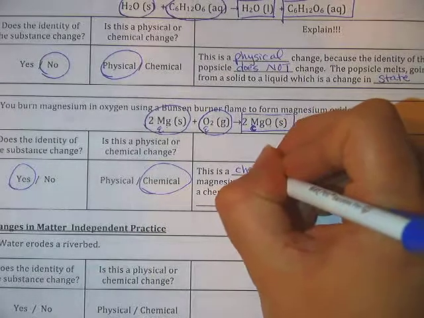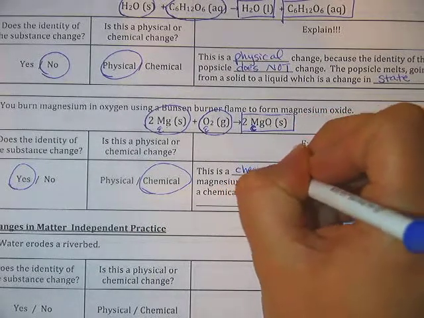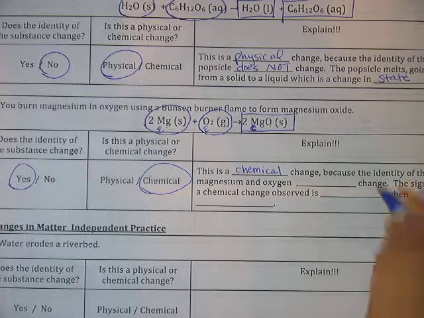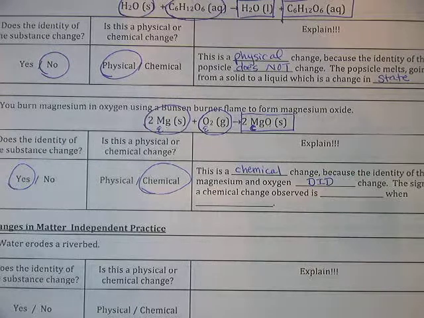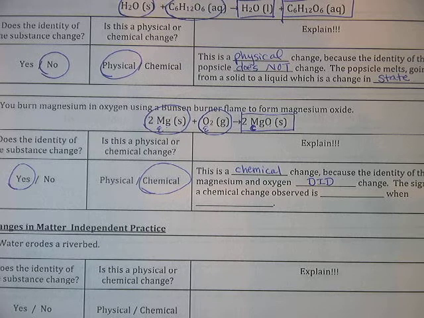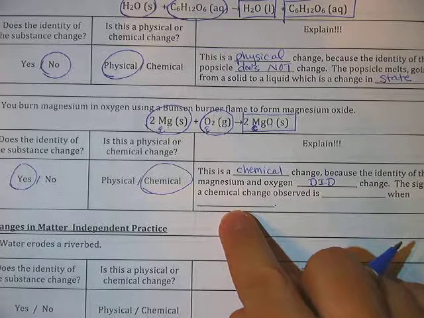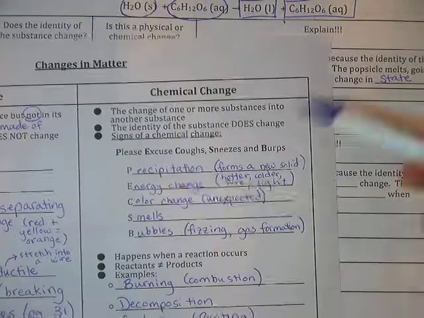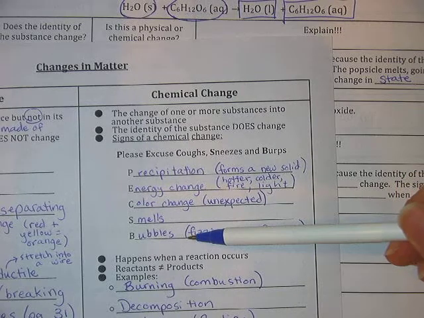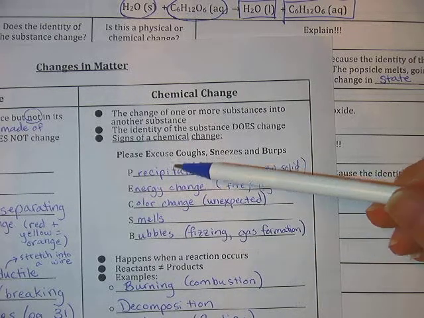So I write in my complete sentences, this is a chemical change because the identity of the magnesium and oxygen did change. The sign of a chemical change we observed is blank when blank. There's a couple different ways you could word this. But if you go back to our, please excuse cough, sneezes, and burps, what did we see?